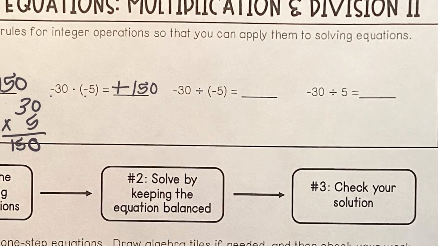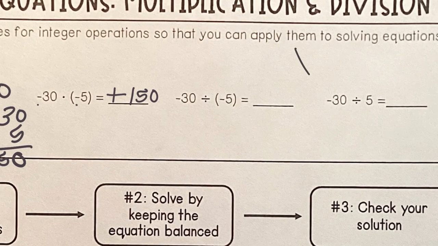Moving on to division, we can also still use the math Dorito for division. I've got a negative number divided by another negative number. When my signs match, when they're the same, that means my answer is always going to be positive. Now, 30 divided by 5 is going to be 6 because 5 times 6 equals 30. So therefore, my answer will be a positive 6.